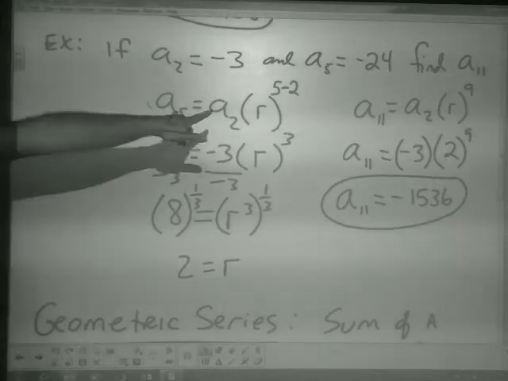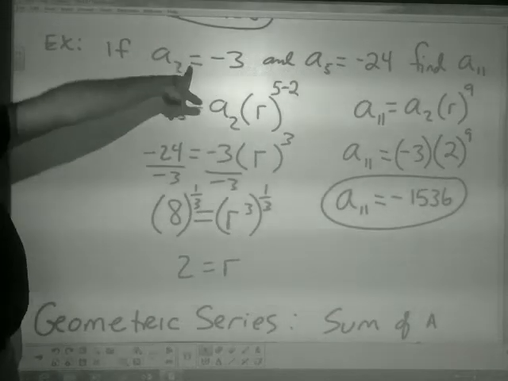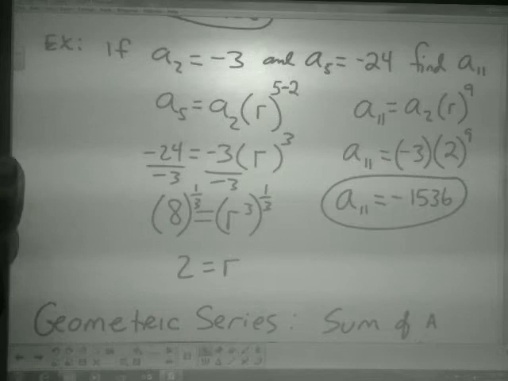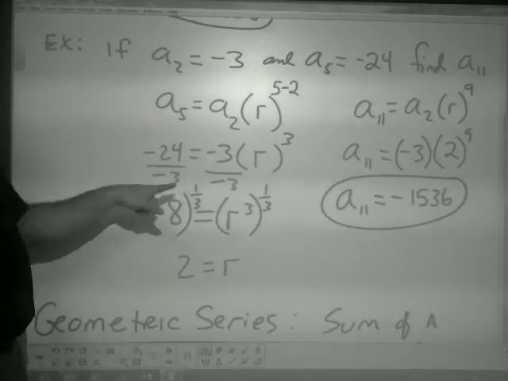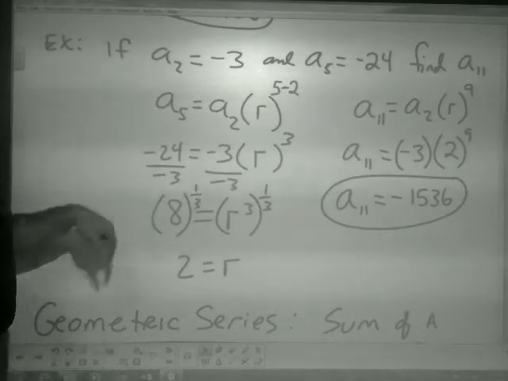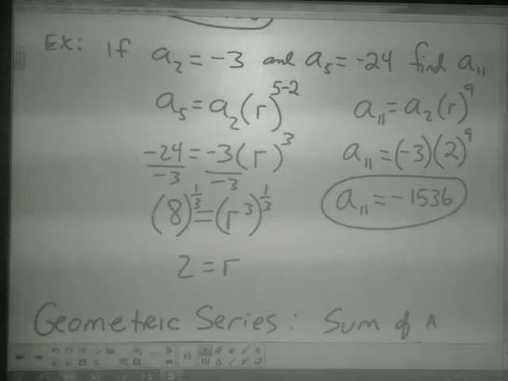So in this case, the term that you're starting on would be the second term. The term you're ending on is the 5th term. All right? So I divide both sides by negative 3 and then raise both sides to the 1/3 power, and my common ratio is 2.